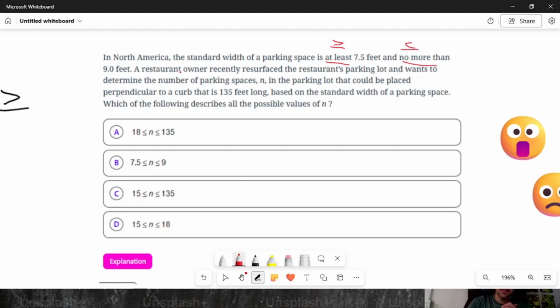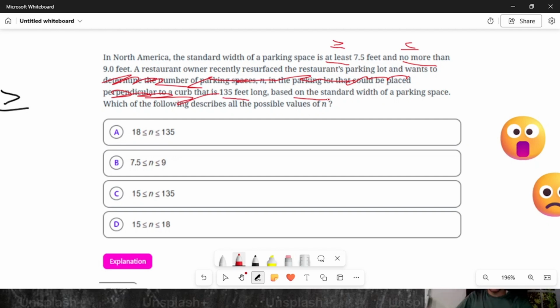A restaurant owner recently resurfaced the restaurant's parking lot and wants to determine the number of parking spaces in the parking lot that could be placed perpendicular to a curb that is 135 feet long. So all this is honestly just extra information that's going to confuse you. So you just need to know that it's 135 feet long, based on the standard width of a parking space, which of the following describes all the possible values of n.